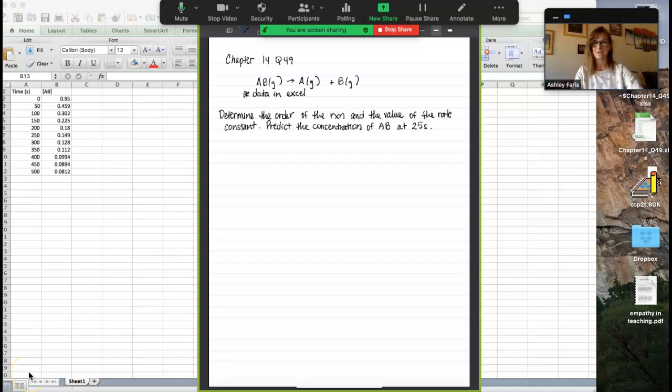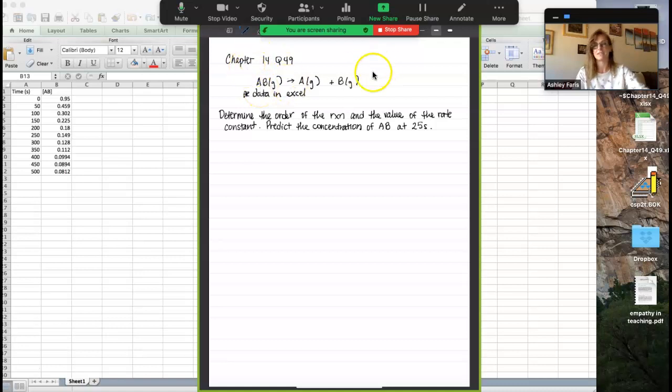Hi everybody, I wanted to work a question from the textbook that a student had asked about. This is question number 49 from chapter 14. Remember we're using the second edition of Tro, the atoms first approach. Alright, so the question is regarding a decomposition reaction.